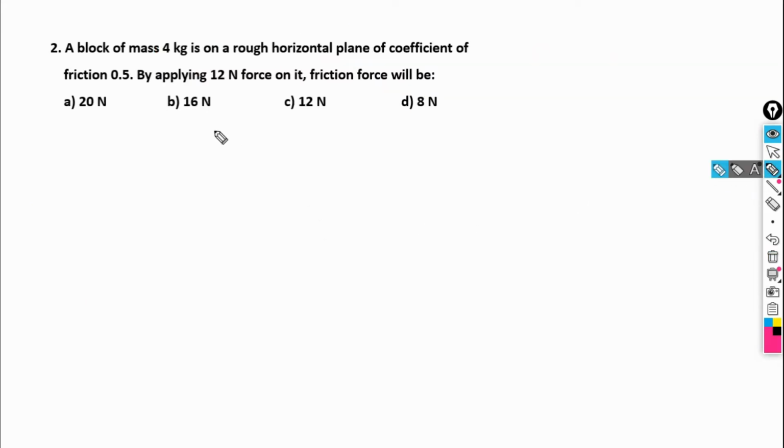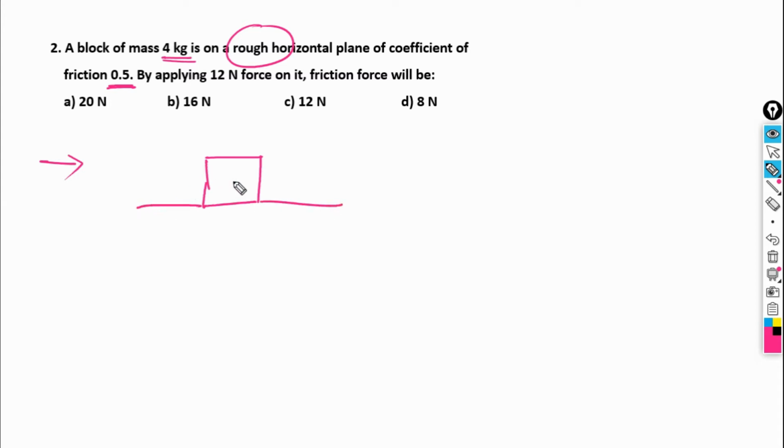So this is our second question. A block of mass 4 kg is on a rough horizontal plane with coefficient of friction 0.5. By applying 12 Newton force on it, the friction force will be... Although this is an MCQ question, I am explaining it properly. This is the object kept on a rough horizontal surface. Here force applied is 12 Newton. Again this is mg, and this is normal reaction N. So the first equation we can write is N equals mg.